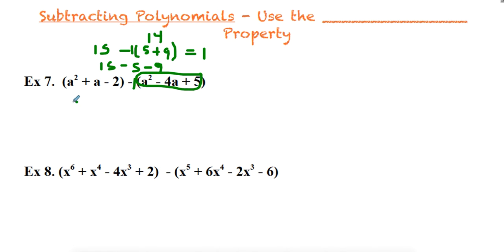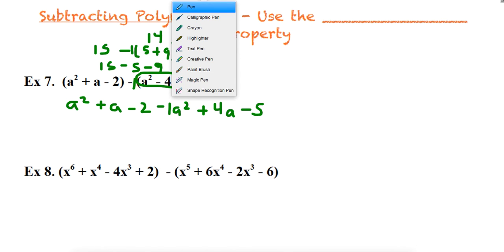So that means I'm just going to copy my first one down. A squared plus a minus 2, and then my positive a squared becomes a negative 1a squared. My negative 4a, if I distribute the negative 1, would become positive 4a. See, it's just changing signs. And then my plus 5 will become a minus 5. All right, and now it's just the matching game.